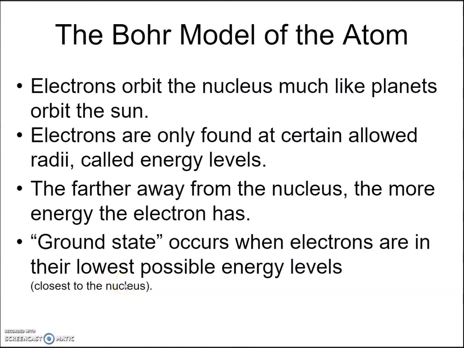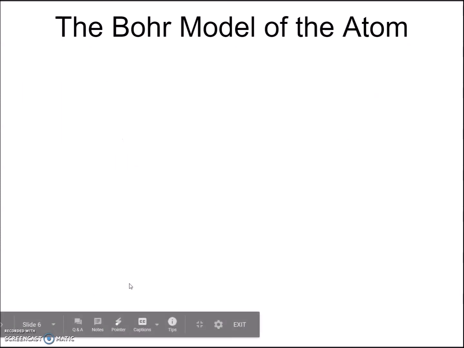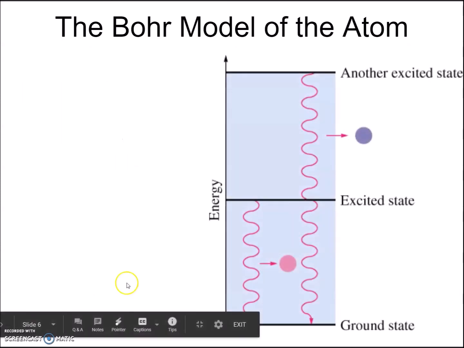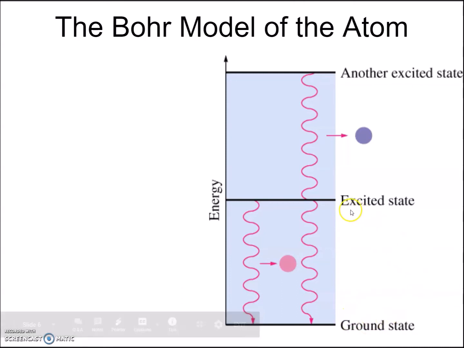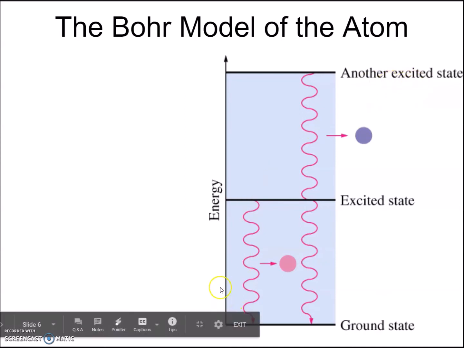Okay, what does that have to do with the different wavelengths of light? Take a look at this. At the very bottom of this diagram, it says ground state. And then if you go up one level, it says excited state. And you go up another level, and it just says another excited state, with energy increasing as you go up.